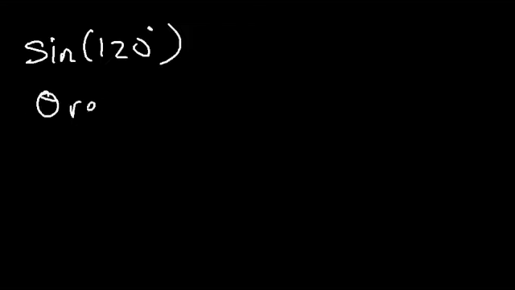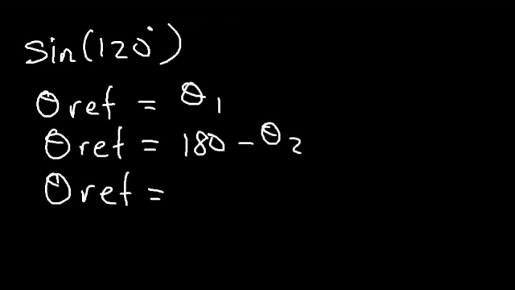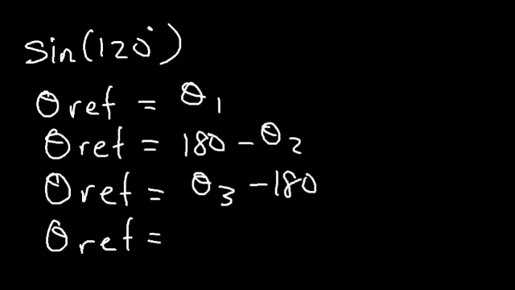The reference angle in quadrant 1 is the same as the angle in quadrant 1, so you don't need it if your angle is in quadrant 1. In quadrant 2, the reference angle is 180 minus the angle in quadrant 2. In quadrant 3, the reference angle is the angle minus 180. And in quadrant 4, the reference angle is 360 minus the angle in quadrant 4.